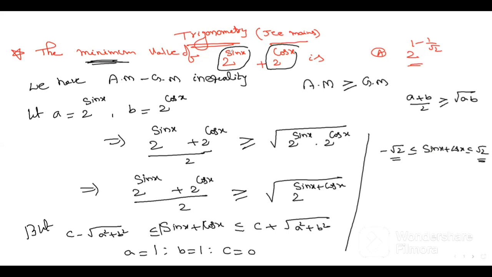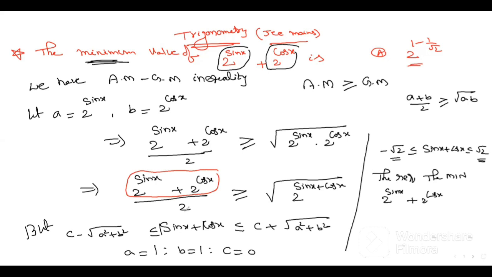But what is required here? The required is the minimum value of 2 to the power sin x plus 2 to the power cos x. So this value is required: 2 to the power sin x plus 2 to the power cos x.